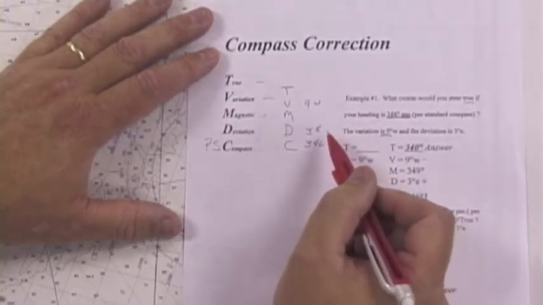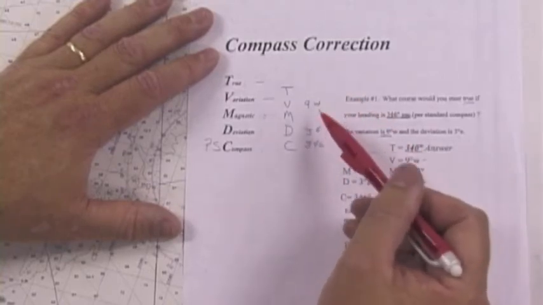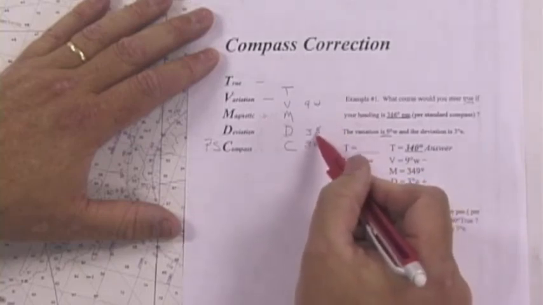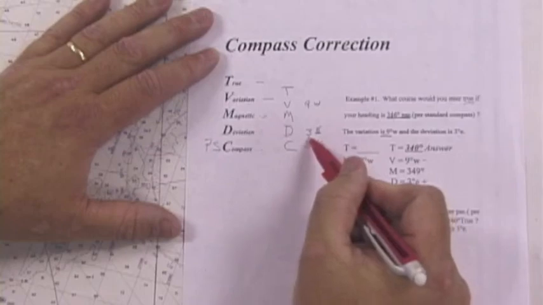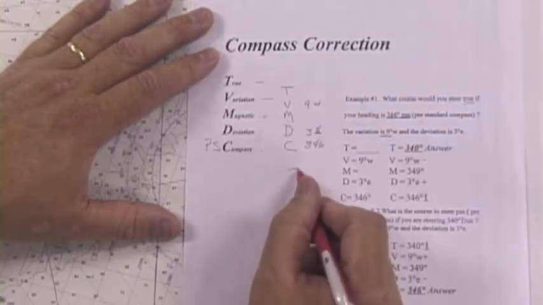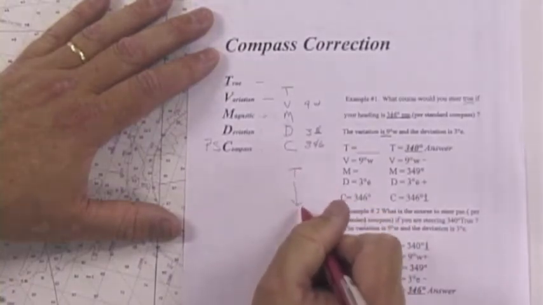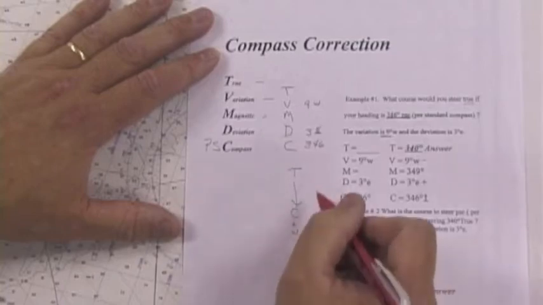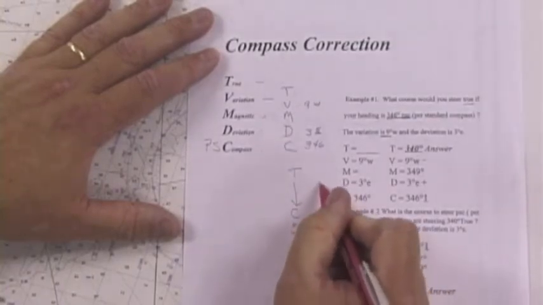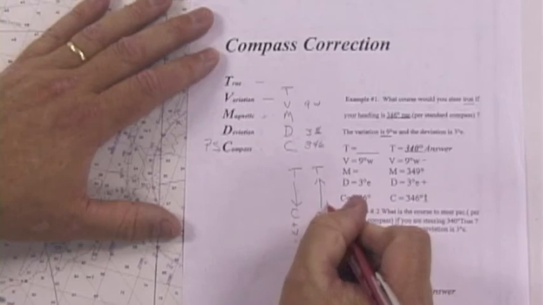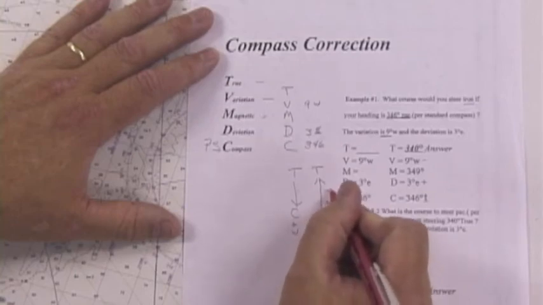Now, when we're working compass error, this is where the west and the east become important, because what direction is on the side of our arrow determines whether we add or subtract. So the way we want to remember is, anytime you're going from T to C, add west. Subtract east. And if we're going from C to T, we want to do just the opposite. We want to add east and subtract west.